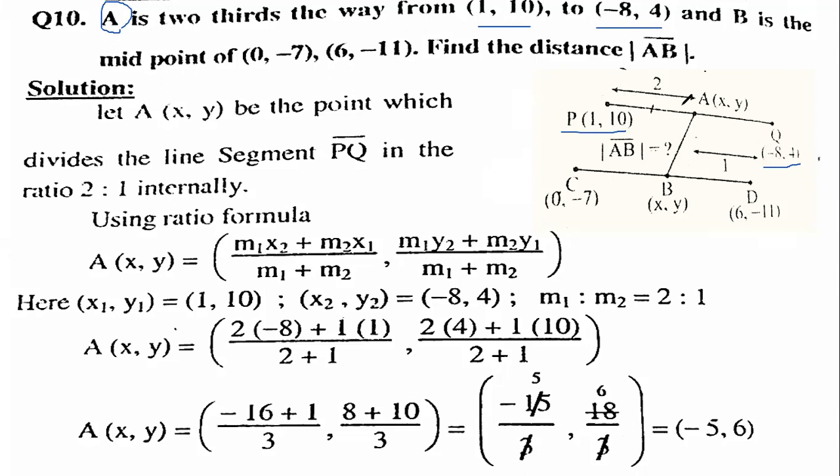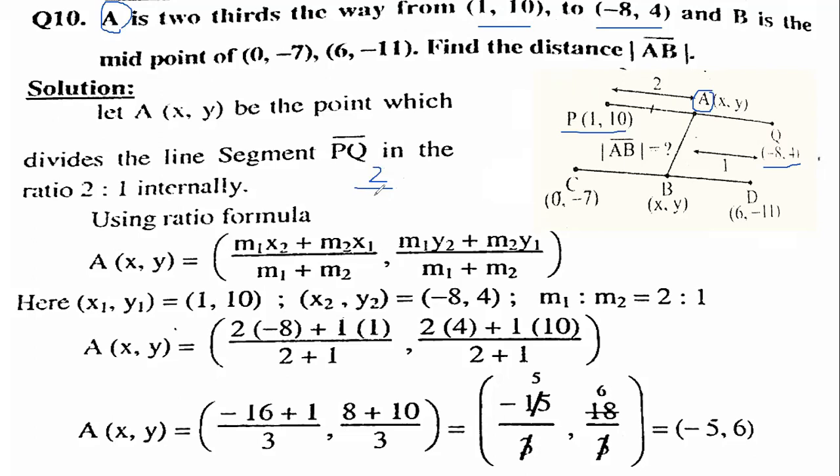Here we are given a line segment PQ and they are asking us there is a point on this line, A, and the position of that point is 2/3 from P. Why am I saying from P? Because it is given in the question from 110 to -8, 4. So we will count the position of point A from that point P and that position is 2/3. What is the meaning of 2/3?